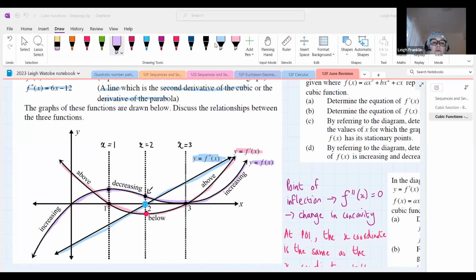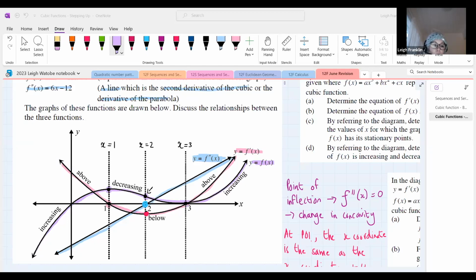Now, the reason why these relationships are important is because they can give you the graph of the first derivative and then ask you questions about the original cubic function. That's why it's important for us to know these characteristics.